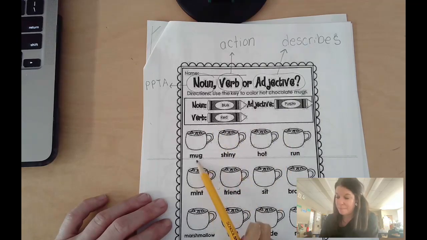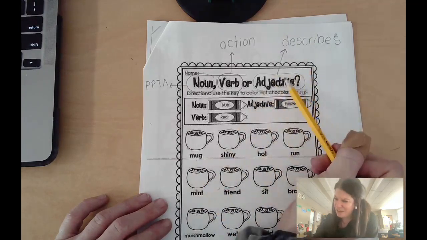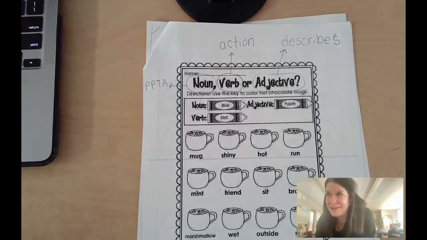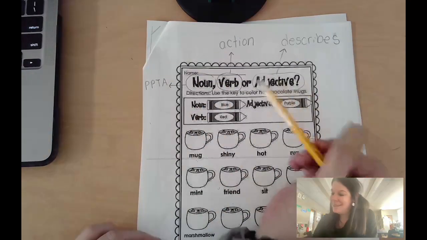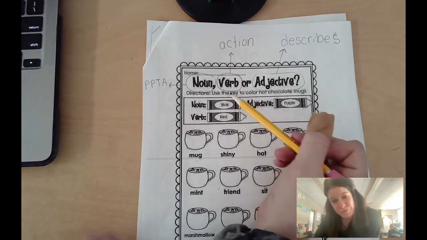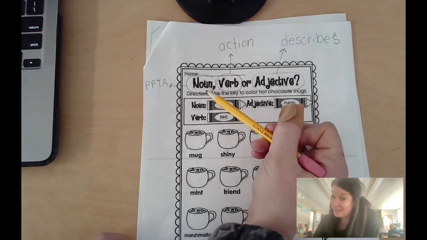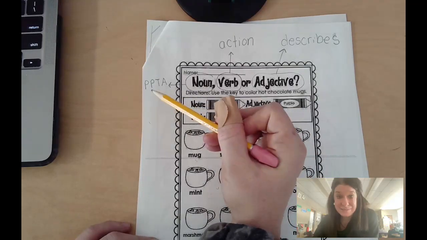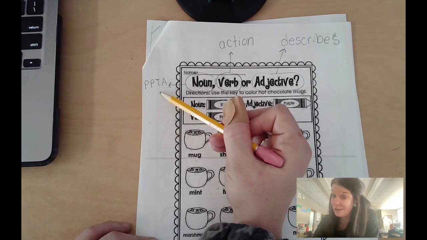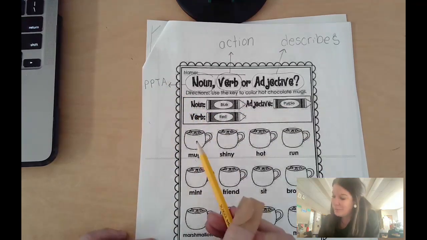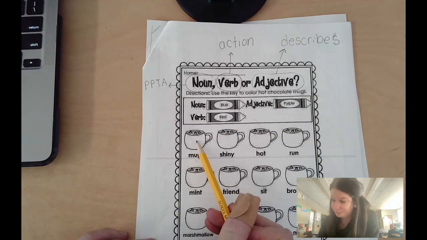Let's do a couple together. Mug. Well, let's try it out. Does mug describe something? Do I say, oh, Darren is so mug? No, that doesn't make sense. Is it a verb? Can you mug for me? Nope. Is it a noun? Is it a person, place, thing, or animal? Yes, it's a thing. So mug would be blue for noun.